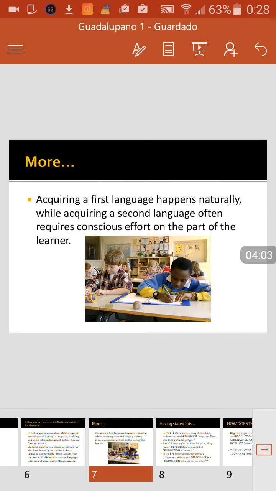Acquiring a first language happens naturally, while acquiring a second language often requires, of course, conscious effort. We need to remember that young learners learn by playing, by doing, in joyful and playful activities. So we have to provide for that. You will soon see how the Our World series provides for all that.